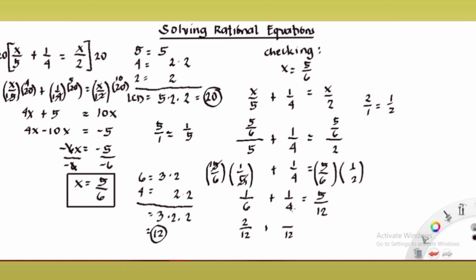Okay? Then, 12 divided by 4 is 3. 3 times 1 is 3. 3 over 12 is also equal to 1/4 pag nilowest term. So, ibig sabihin, this is correct. Equal ba siya sa 5 over 12? Ngayon, itong dalawang fractions na ito ay similar fractions. Ibig sabihin, pwede nating i-add ang numerators. 2 plus 3 is 5. And then, copy the denominator, which is 12. Which is equal to 5 over 12. Since these two are equal, ibig sabihin, our answer, 5 over 6 is correct.